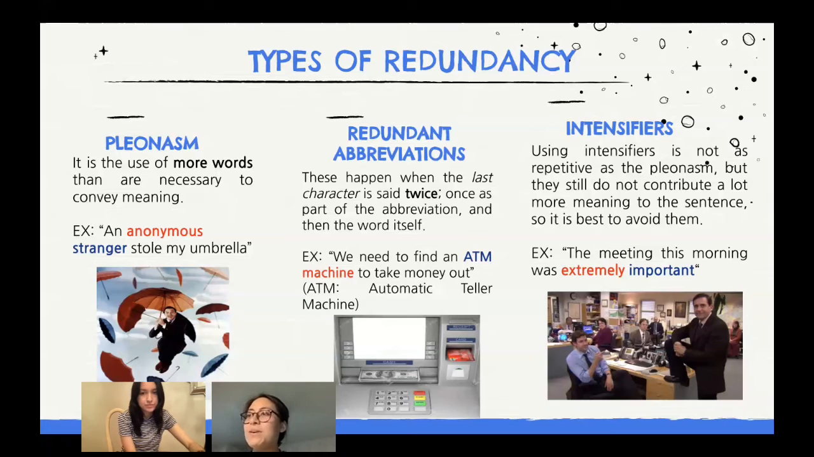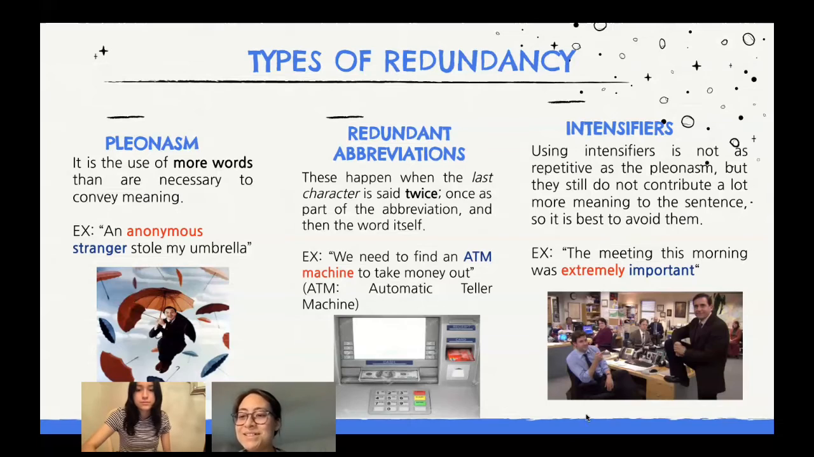And the third is intensifiers. They don't necessarily contribute to the phrase or the sentence that someone is writing, so avoid using them anyway. One example would be: the meeting this morning was extremely important. The word in red is an adverb. The words in red in any examples here are unnecessary.